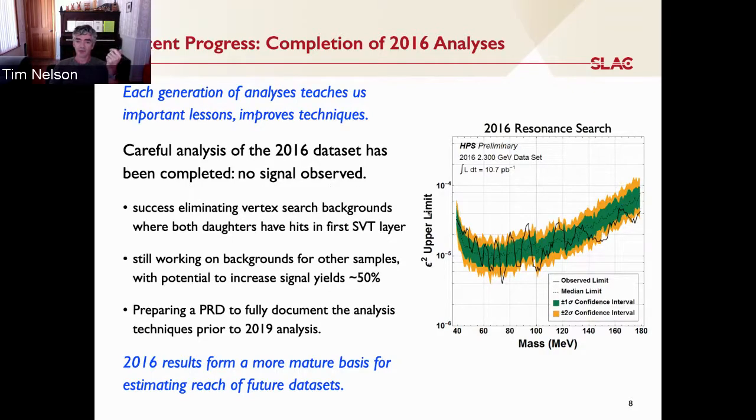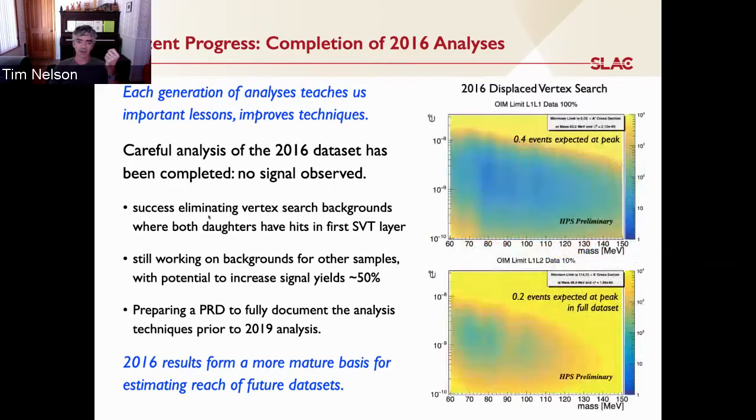No signal's been observed. First, in the resonant search here, you see the epsilon squared upper limit as a function of mass. And then in the vertex search, where we've had quite a bit of success eliminating vertex search backgrounds, where both daughters have a hit in the first SVT layer, so these are shorter-lived A prime, and we're still working on backgrounds for the other samples where there's a potential to increase the signal yields by roughly 50%. So you can see combined, we're beginning to approach expecting one event already in this small 2016 data sample.